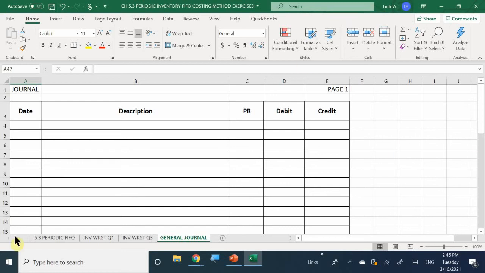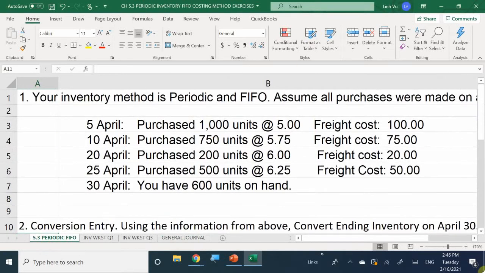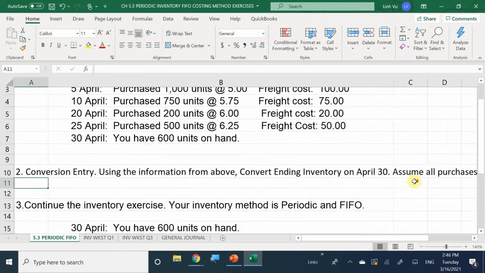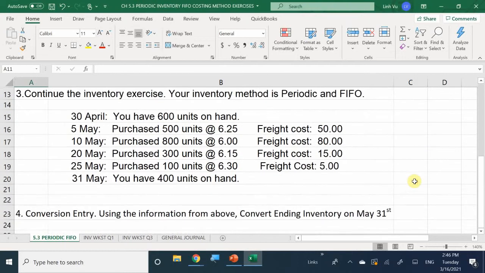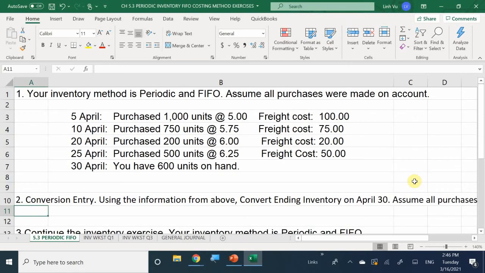Okay, so let's get started. So once again, here we are at 5.3 exercises. Here we're going to practice once again how to enter. For now, I just want you to get the concept down, and then next time around, we can go ahead and exercise how to journalize the whole thing, okay? So for now, let's just understand how we enter this information into the inventory worksheet.